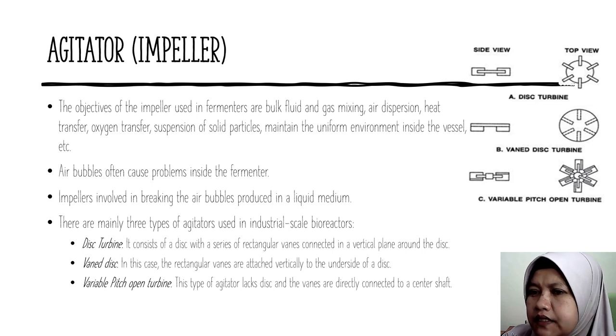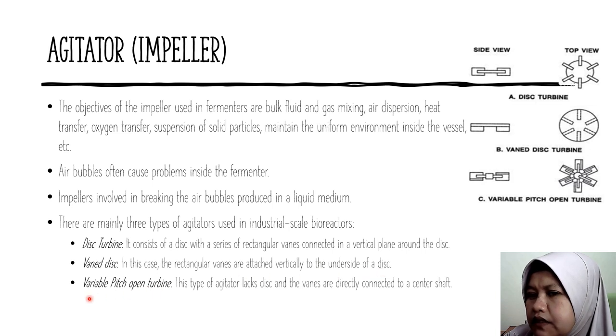There are mainly three types of agitators used in industrial scale bioreactors. Just turbine. It consists of a disc with a series of rectangular vanes connected in a vertical plane around the disc. And this is what you see, the disc turbine here. So they have rectangular vanes connected, as you see in the side view here and from the top here. Vane disc. So this is a vane disc turbine. In this case, the rectangular vanes are attached vertically to the underside of a disc.